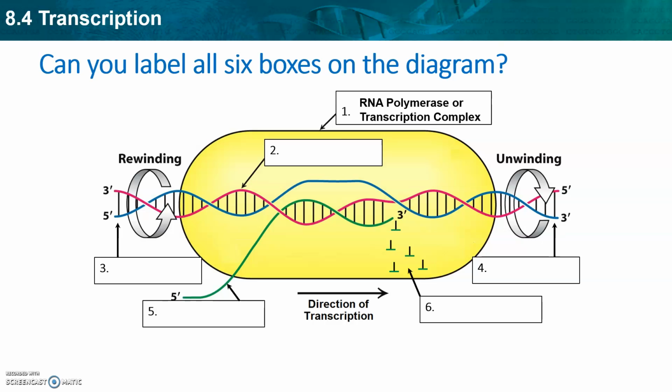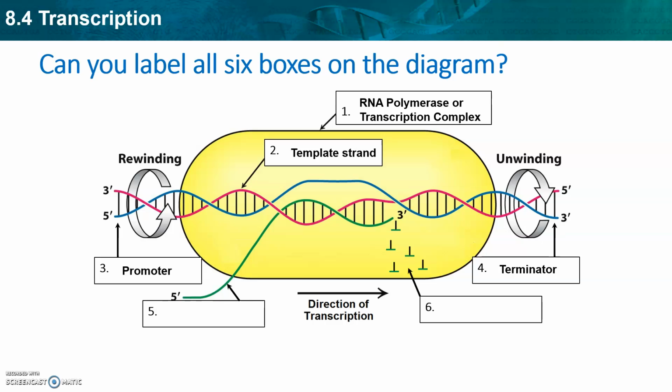So our first box here is pointing to the yellow thing, which is going to be our RNA polymerase. You could also call it the transcription complex, that whole collection of RNA polymerase and other proteins that are working together to cause transcription. Box number 2, that is our template strand of DNA. Notice that this red strand of DNA is the strand that's being used to make the RNA, and that's why we call it our template strand. Box number 3, that will be the promoter. Remember, that's the beginning of the gene. That is where the RNA polymerase is going to start transcribing the gene.